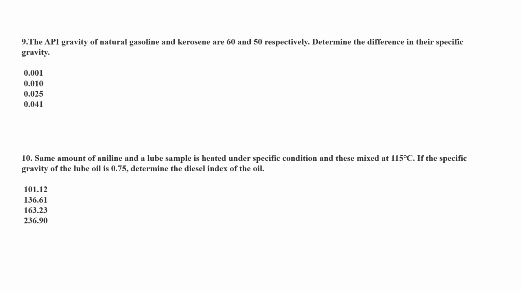Coming on to question number 9, which is a small numerical. The question is: the API gravity of natural gasoline and kerosene are 60 and 50 respectively. So the API gravity is given. Determine the difference in their specific gravity. So you guys try it.